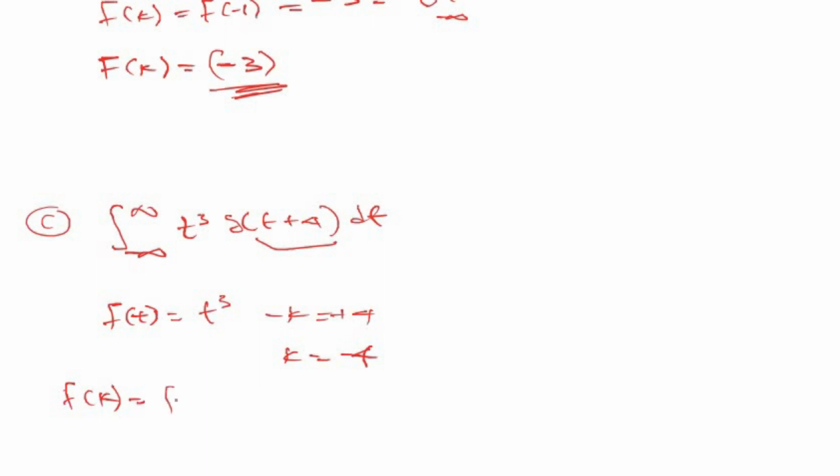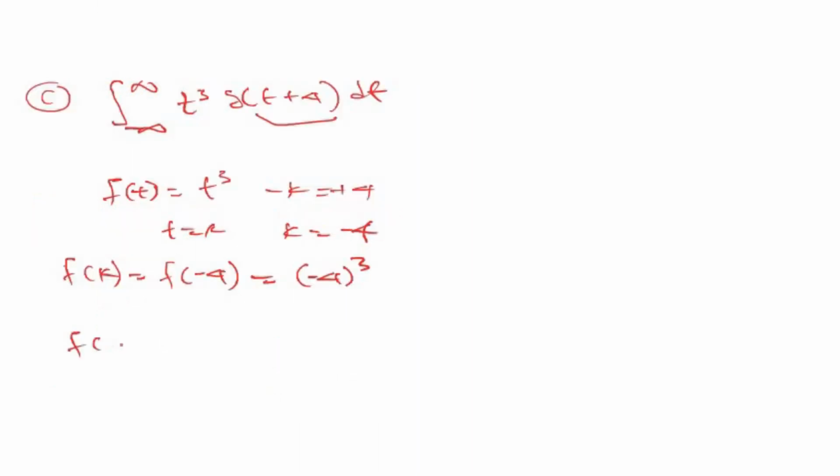So now our f of k is equal to f of minus 4. We are going to assume t to be equal to k, so we input this here. Instead of t cubed we are going to have minus 4 cubed. So f of k is equal to, if you cube minus 4, minus 64. It's the same thing as the integral from minus infinity to infinity of t cubed times the impulse shifted by 4, dt, which is equal to minus 64.